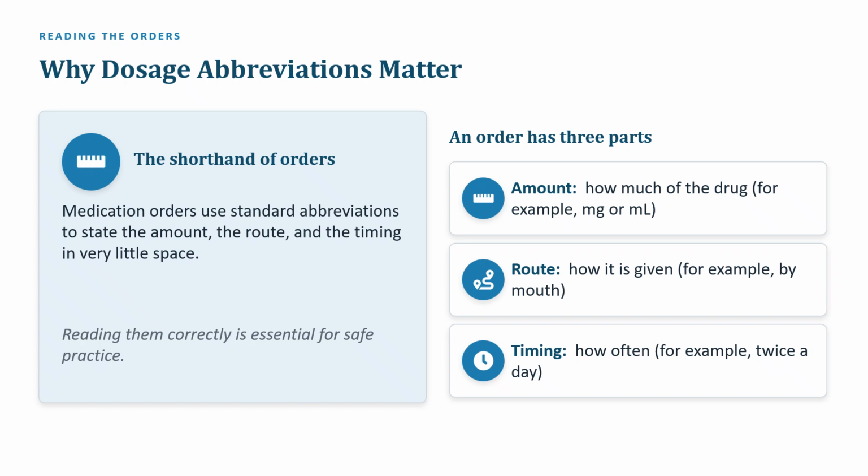Now we shift from the drugs themselves to the language used to order them. Medication orders and prescriptions are written using standard abbreviations, a kind of shorthand that packs a lot of information into very little space. Instead of writing out a full sentence, a provider can state the amount of drug, the route it is given by, and how often to give it, all in a few letters.